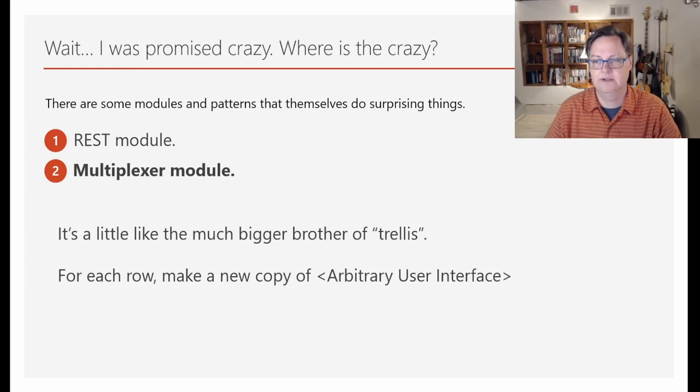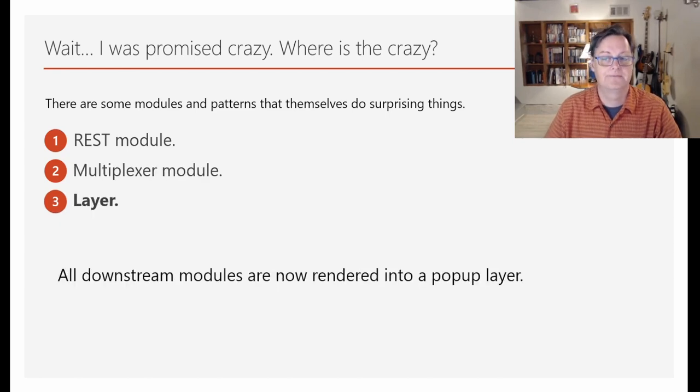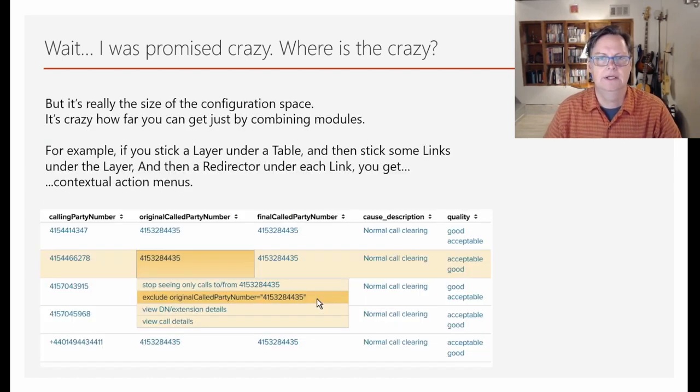Okay, we'll come back to that too. The layer module, okay, if you use a layer, all it does is make all downstream modules render into a pop-up layer. Seems odd. Now, it's really the size of the resulting configuration space that runs away with the ball a little bit here. It is crazy how far you can get just by combining these off-the-shelf modules.